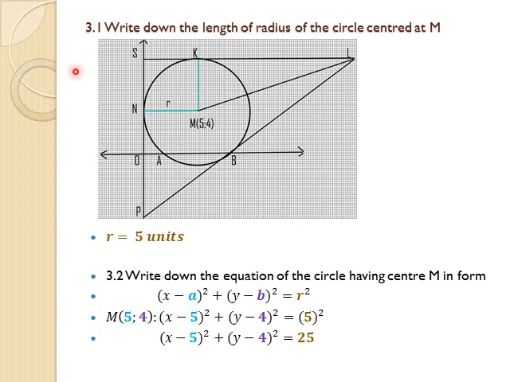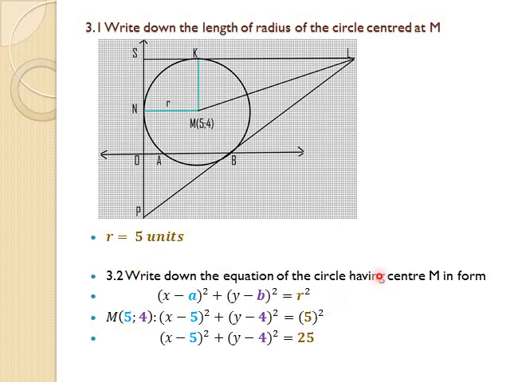Question 3.1: Write down the length of the radius of the circle centered at M. We assume you know MN, from M to N, is a radius, and from M to K is a radius. At N, my x value is 0. At M, my x value is 5. So to go from N to M is 5 units, from 0 to 5. So r equals 5 units.